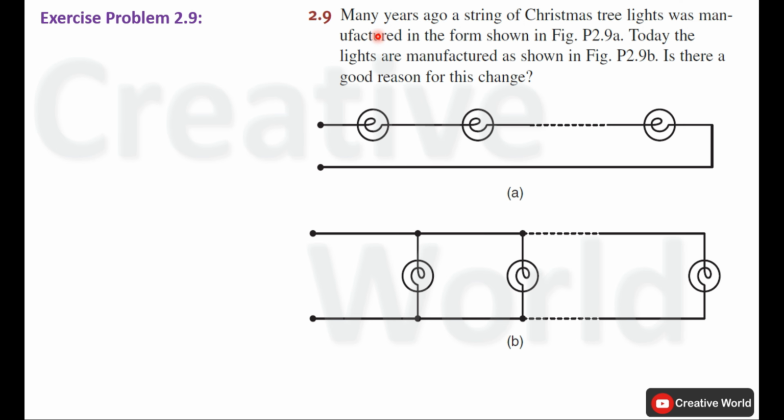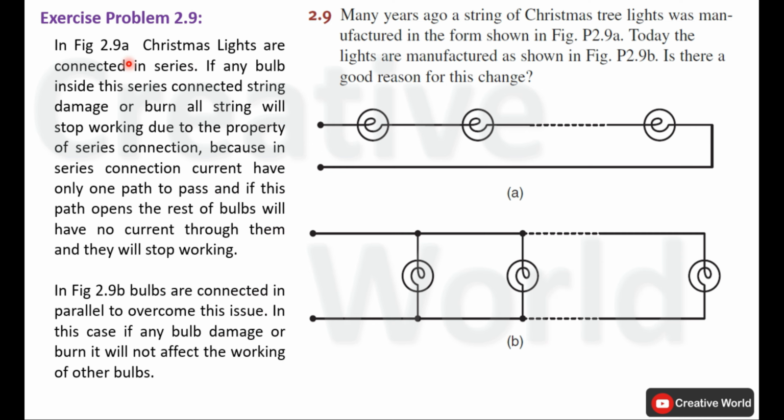Read the scenario. Many years ago, a string of Christmas tree lights was manufactured in the form shown in figure 2.9a. Today, the lights are manufactured as shown in figure 2.9b. Is there a good reason for this change? In figure 2.9a, the bulbs are connected in series, while in figure 2.9b, the bulbs are connected in parallel. In figure 2.9a, Christmas lights are connected in series.